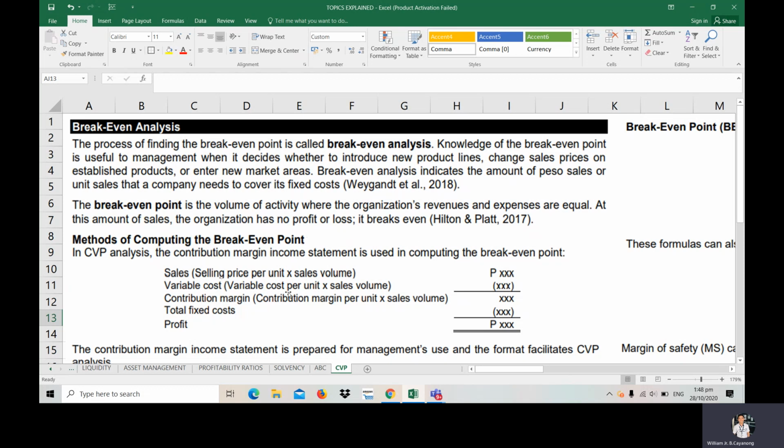In CVP analysis, the contribution margin income statement is used in computing the break-even point. So we have sales, the selling price per unit times sales volume or the units produced. Then the variable cost per unit times sales volume, and the contribution margin could be computed. When you deduct the variable cost from sales, that's the contribution margin. Then if you deduct the fixed costs, which are fixed in nature, you will get your profit.